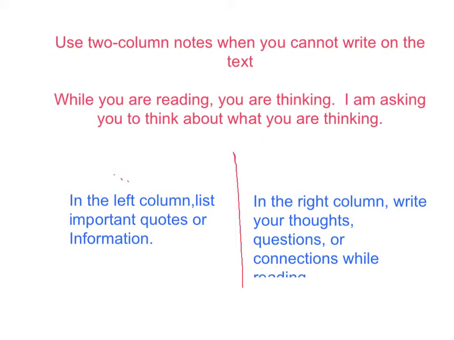If you were doing this on your own, you would take a piece of paper and draw a line down the middle. In the left column, you will list important quotes or information from the passage. In the right column, you will write your thoughts, questions, or connections while you're reading. I have already created a sheet for you, but when you are on your own, please do this.